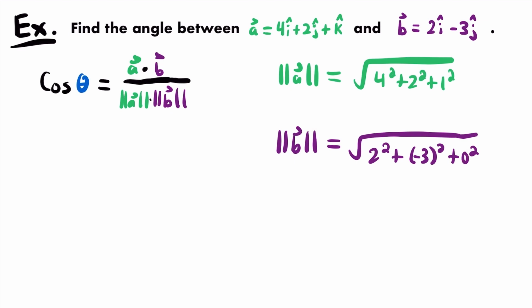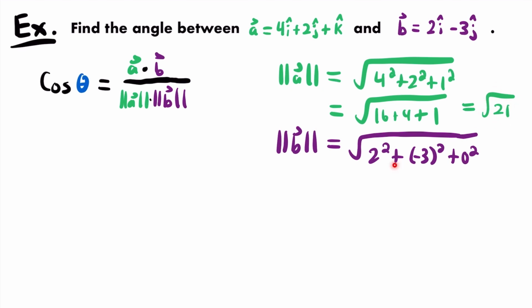But now if we simplify, 4 squared is 16, 2 squared is 4, and 1 squared is 1. So this is equal to the square root of 16 plus 4 plus 1. And 16 plus 4 is 20, plus 1 is 21. So this is equal to the square root of 21. That's the magnitude of vector A. And I don't believe that simplifies any further, so we're just going to leave it like that.